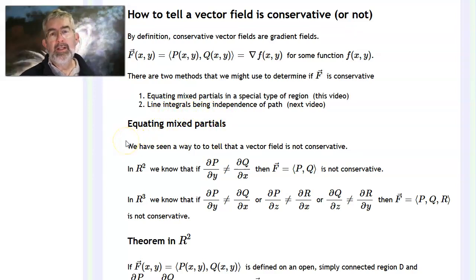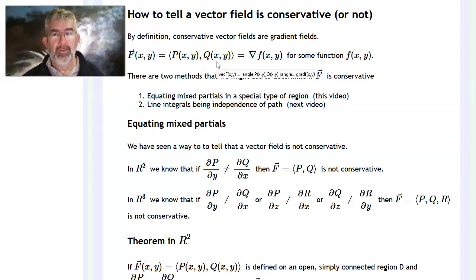We have seen in a past video that we can tell that a vector field is not conservative if certain partial derivatives are not equal to each other, right? The thing is, if capital F is conservative, that means it is a gradient of something else. And you think about how you create a gradient. The first component is the partial of little f with respect to x, and the second component is the partial of little f with respect to y.